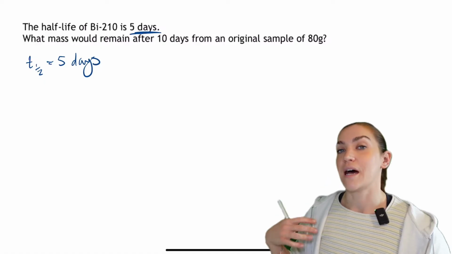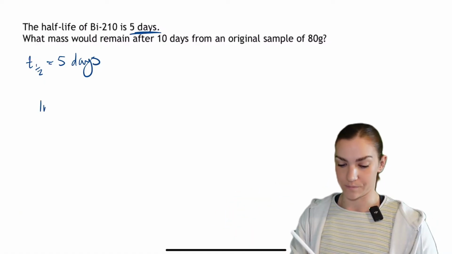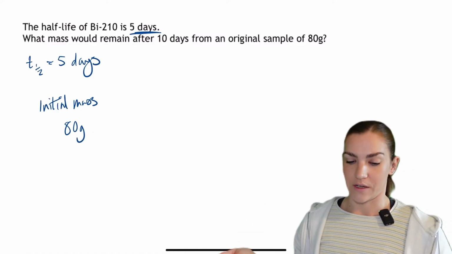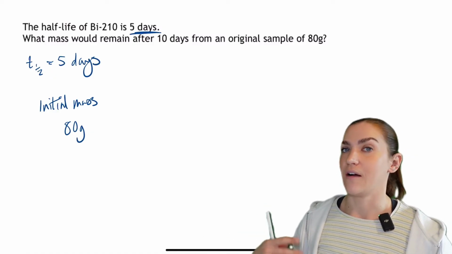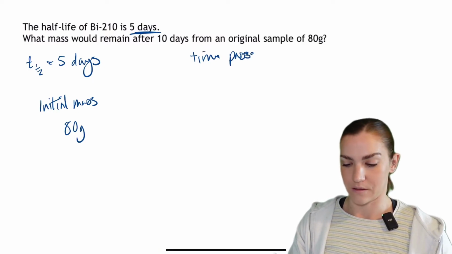Okay. We then have the mass of the sample, starting at 80 grams. And then we're wanting to find out how much you would have left after 10 days. So that would be time passed.